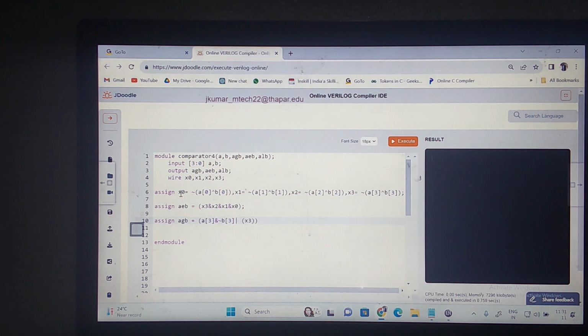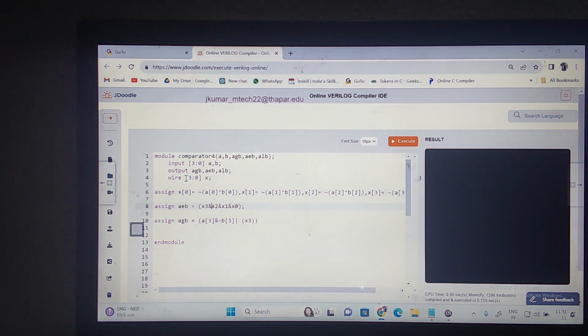Then I should write x of 0, x of 1. Okay, let me write, no problem. Let me declare 3 down to 0 of x, to avoid the confusion. Then here, what I need to do? This is x of 0. This is x of 1. Is it fine? This is x of 3. This is x of 2 and x of 3.